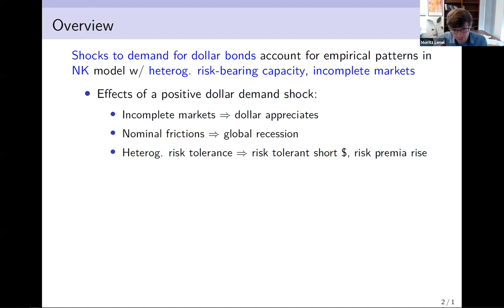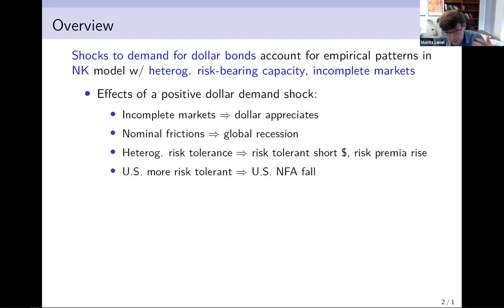Risk-tolerant agents in our framework are going to be long risky capital and short dollars. And so both through the dollar appreciation, which increases the value of the debt on the liability side, and the recessionary forces, which lower the price of capital, these risk-tolerant agents are going to lose net worth in response to a dollar demand shock, which is going to raise risk premium.